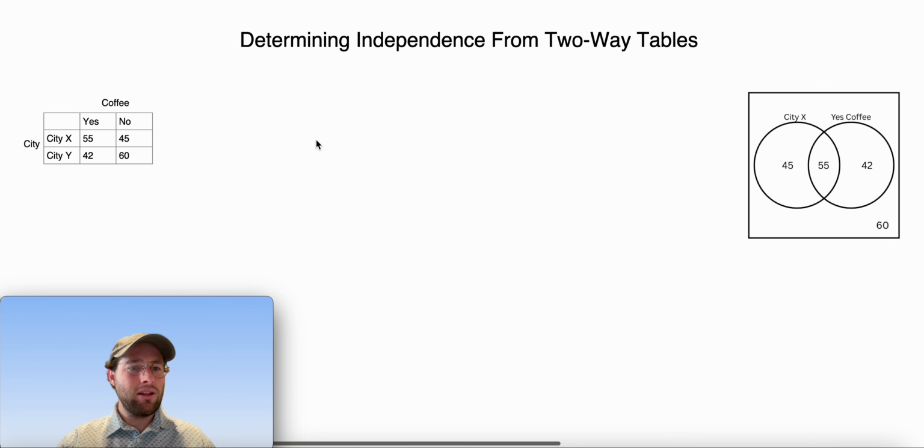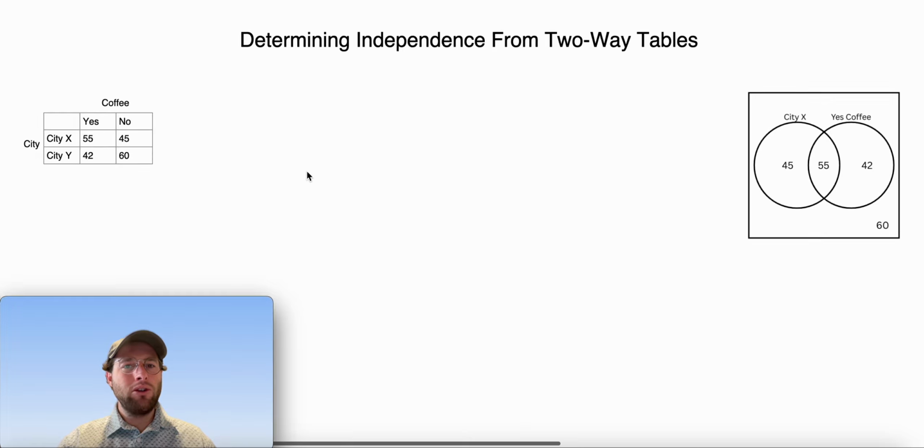Let's imagine that we did a survey where we went around and surveyed people from two different cities, city X and city Y, and asked them whether they drink coffee or not. Here, 55 people from city X said yes, they do drink coffee. 45 people from city X said no. 42 people from city Y said yes, and 60 people from city Y said no.